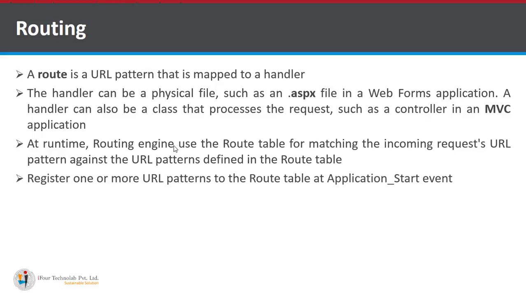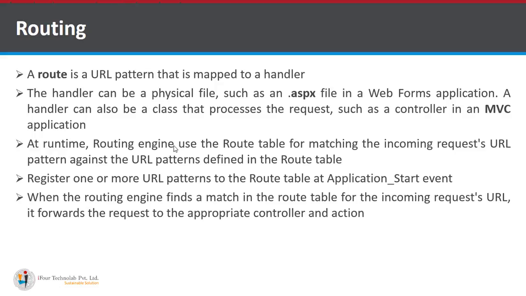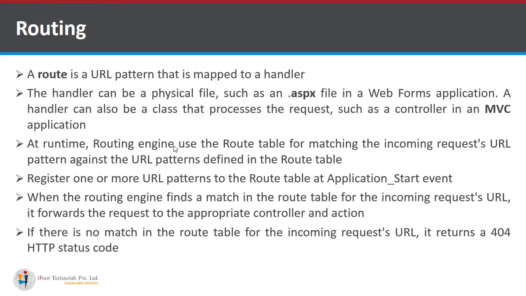Register one or more URL patterns to the route table at application start. When the routing engine finds a match in the route table for the incoming request URL, it forwards the request to the appropriate controller and action. If there is no match in the route table for the incoming request URL, it returns a 404 HTTP status code. The status code for not matching the URL is HTTP 404.